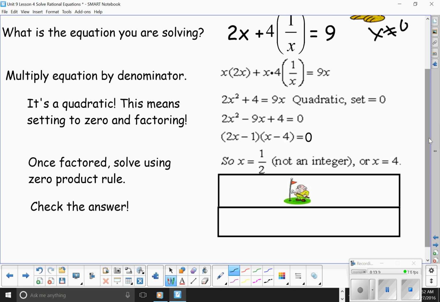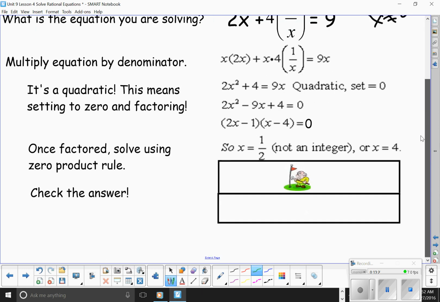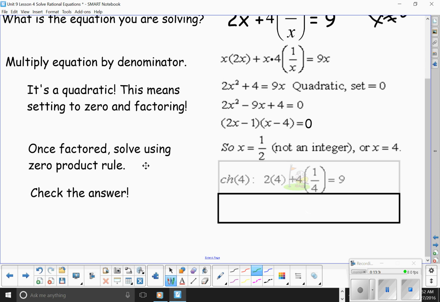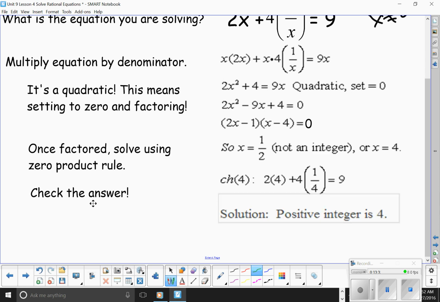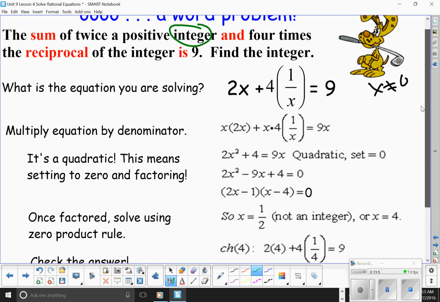However, let's go back and look at this. The sum of twice a positive integer and 4 times the reciprocal. I need an integer. 1/2 is not an integer, therefore only 4 is my answer. The solution is the positive integer 4. Had the x equals 4 been a negative number, I wouldn't have any solutions that match what the word problem is asking for. So again, here, you're not only ruling out 0 because it's a restricted value, you're ruling out anything that's not an integer because it's not what was asked for in the word problem.